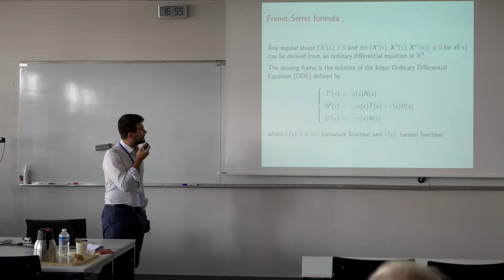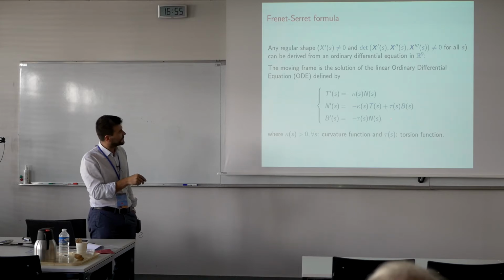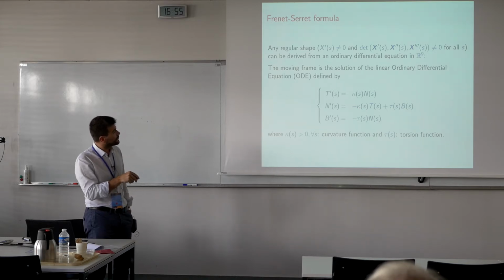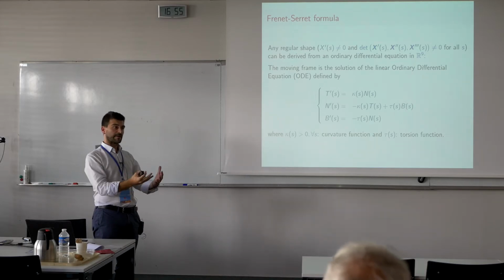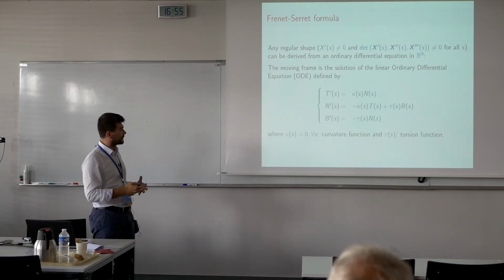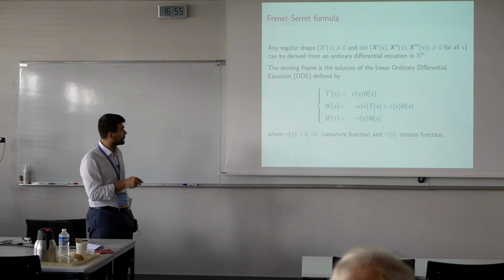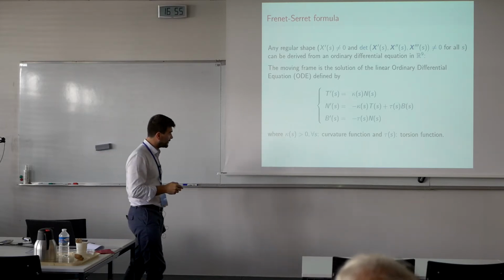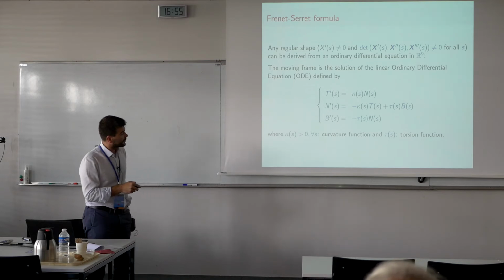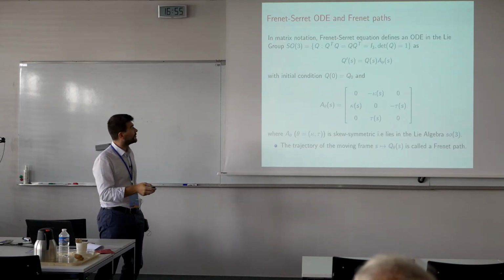What's really interesting is that with T, N and B, the Frenet-Serret frame is a solution of the Frenet-Serret ODE, which is a complete and self-contained description of the data. All the geometry is contained in this equation. So you have kappa, which is the curvature, and tau, which is the torsion of your curve. So, a very simple description of your TNB, and from the TNB you can get your function.